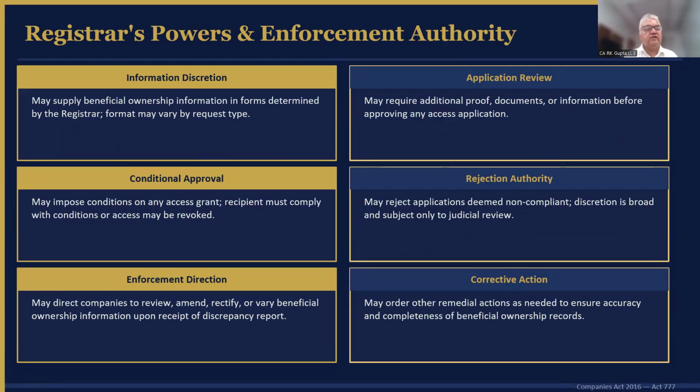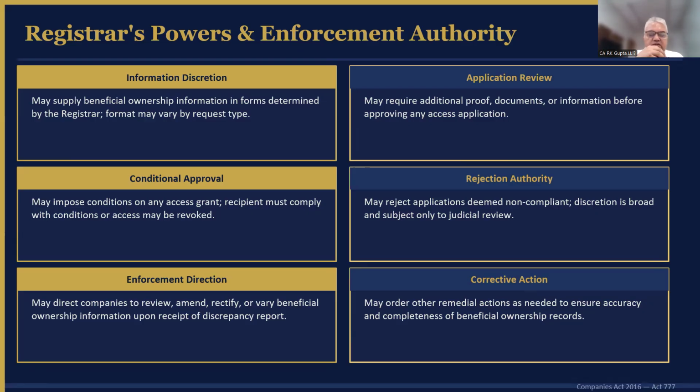Registrar powers and enforcement authority. Information discretion: the registrar may supply beneficial ownership information in forms determined by the registrar, and formats may vary by request type. Application review may require additional proof, documents or information before approving any access application. The registrar may also grant conditional approval by imposing conditions on any access grant, and the recipient must comply with the conditions or access may be revoked. The registrar may also reject applications which are deemed non-compliant.